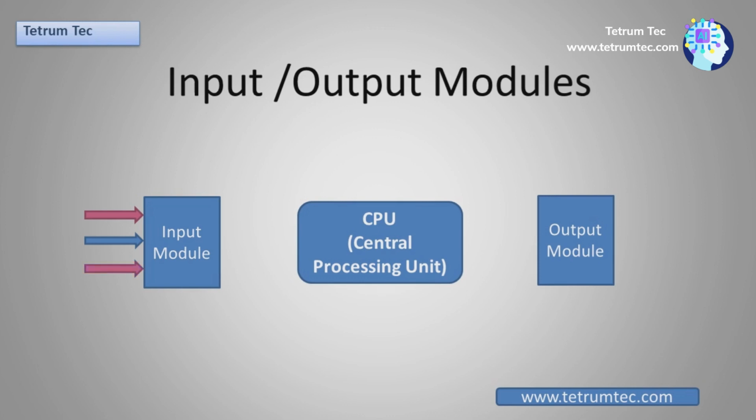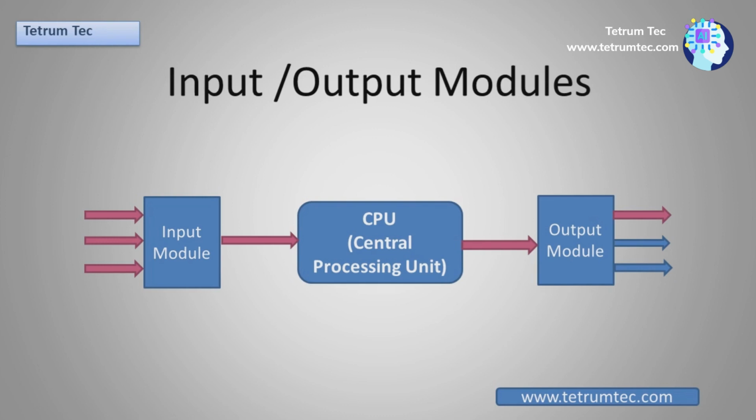The CPU evaluates the input signals and executes the control algorithm to determine the appropriate output commands. Output modules receive commands from the CPU and generate control signals to actuate output devices such as motors, valves, relays, lights, and other actuators.